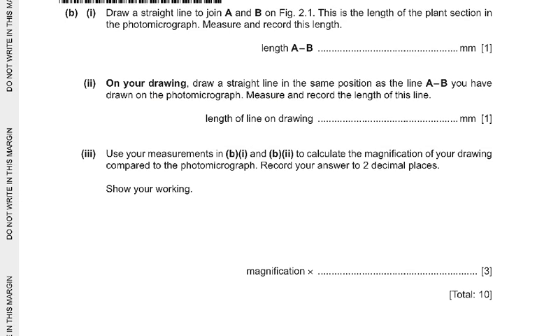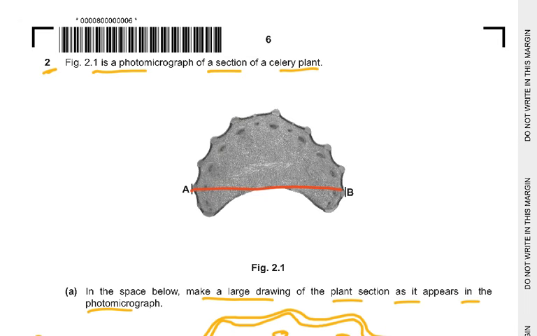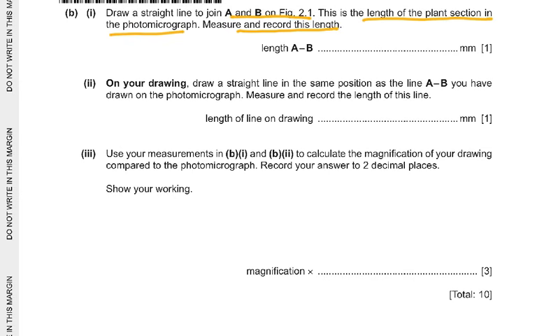Then it says draw a straight line to join A and B on figure 2.1. This is the length of the plant section in the photo micrograph. Measure and record this length. So you draw this line on the diagram and you measure this length. This was about 59 millimeter. So you write this here, 59 millimeter. Millimeters of course given here, so I don't have to write this again.